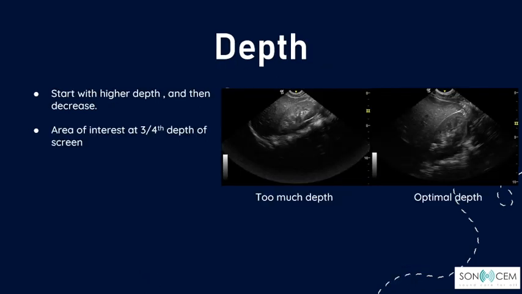And then manipulate the depth of the image of interest. Reducing the depth shortens the amount of time the machine listens to returning echoes and vice versa. So start with a higher depth and then decrease to an area of interest at 3/4 depth of the screen.